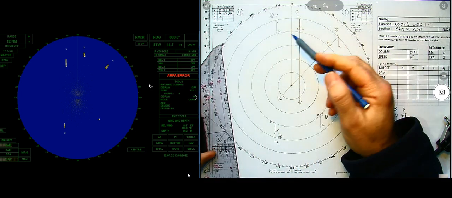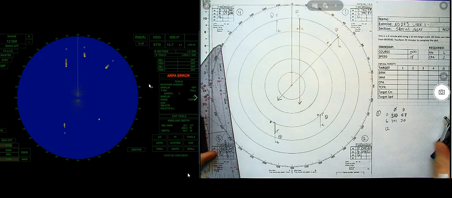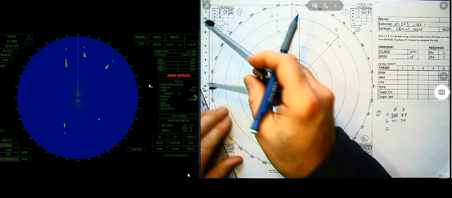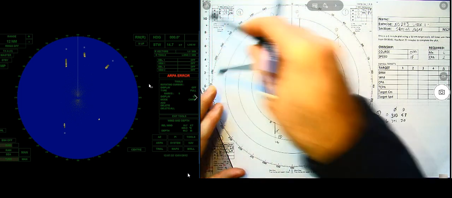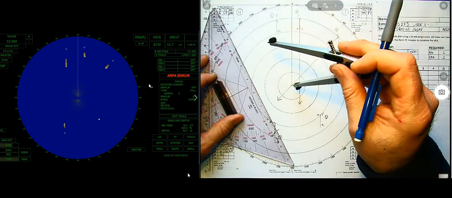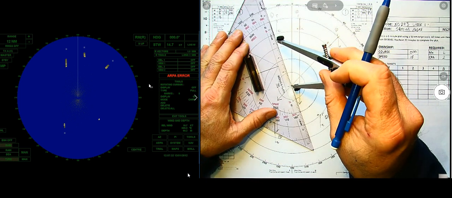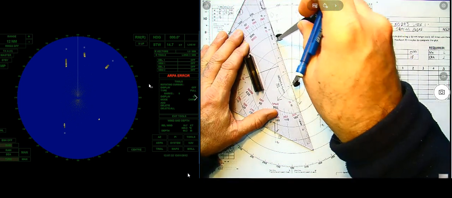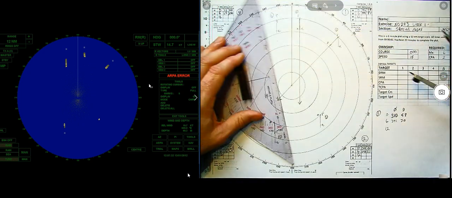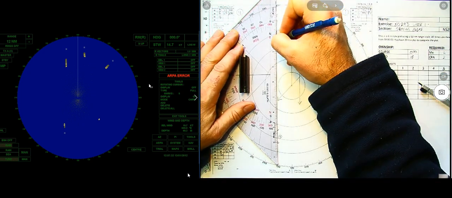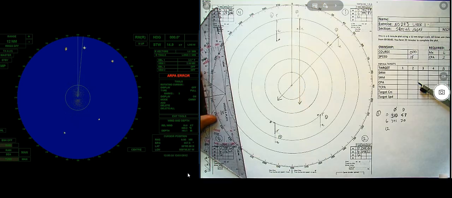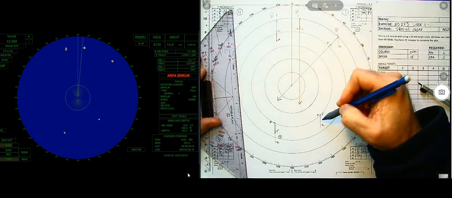Okay. And target 5 was 341 at 7. 7 I'm going to have to measure because I don't have a convenient range ring for that. All right. And it's 341. Okay, 341. All right, so that goes about right there. All right. And so I'm going to draw that down like this. And that. All right, so this is obviously a problem target.